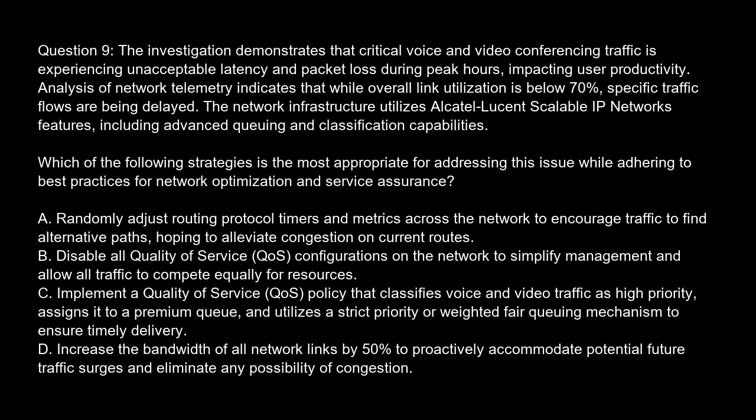Option A. Randomly adjust routing protocol timers and metrics across the network to encourage traffic to find alternative paths, hoping to alleviate congestion on current routes. Option B. Disable all quality of service (QoS) configurations on the network to simplify management and allow all traffic to compete equally for resources. Option C. Implement a quality of service (QoS) policy that classifies voice and video traffic as high priority, assigns it to a premium queue, and utilizes a strict priority or weighted fair queuing mechanism to ensure timely delivery. Option D. Increase the bandwidth of all network links by 50% to proactively accommodate potential future traffic surges and eliminate any possibility of congestion.